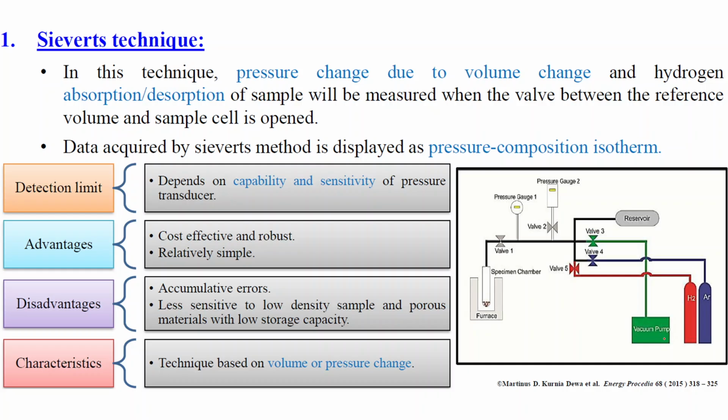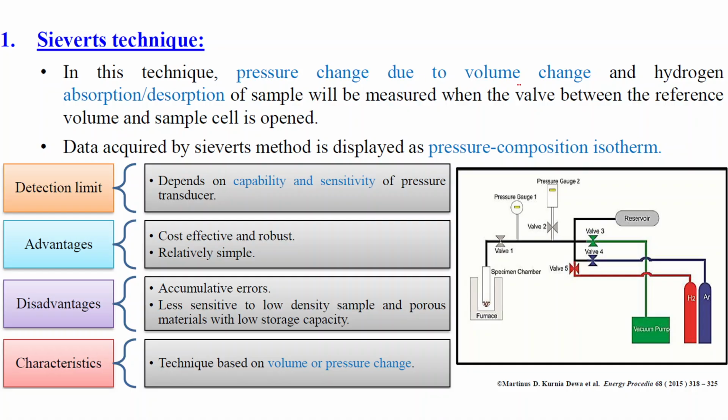For example, in this Sievert's technique, a closed system is there with two chambers, in which hydrogen is placed in one and argon in the other. Argon is the reference gas. Here is a specimen chamber in which a solid sample is taken, and depending on the adsorption and desorption of the sample, the pressure inside this closed system will decrease or increase. That is basically calculated here.